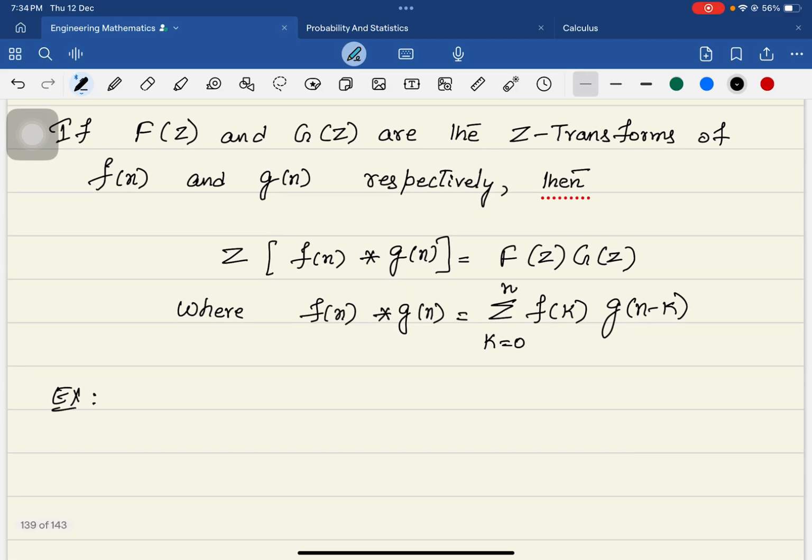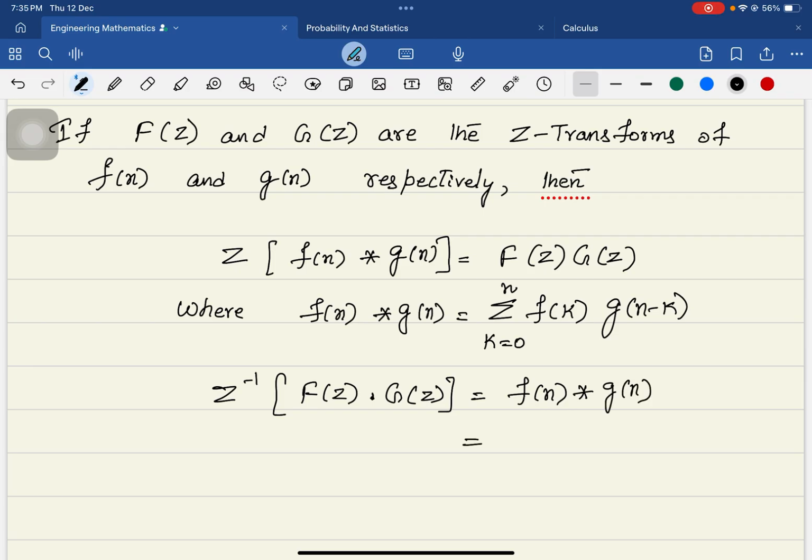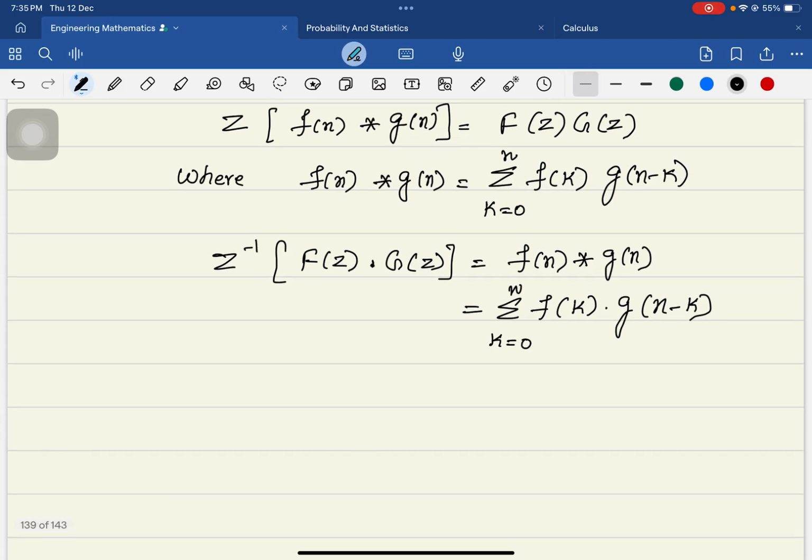Let us see. What is Z inverse of F(z) times G(z)? Now this is the normal multiplication, and this is given by f(n) star g(n). This is the convolution, a special type of multiplication, and it is given by the first function where n is replaced by k, and the second function where n is replaced by n minus k, and k goes from 0 to n. This is the definition of the convolution.